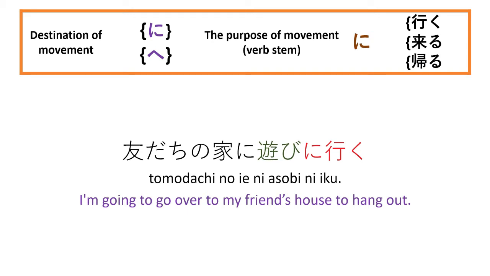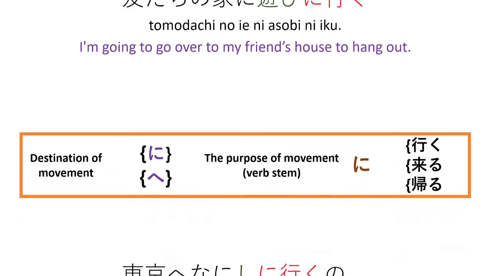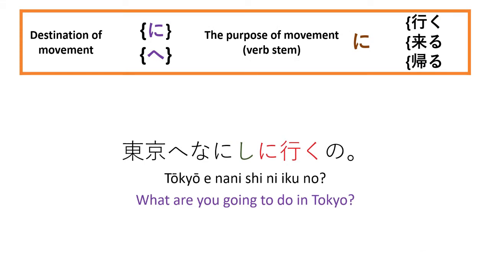Other examples. Tomodachi no ie ni asobi ni iku. Here, asobi is the stem form of asobimasu. I'm going to go over to my friend's house to hang out. Asobi, to hang out. Tokyo e nani shi ni iku no? What are you going to do in Tokyo? Here, shi is the verb stem of shimasu.